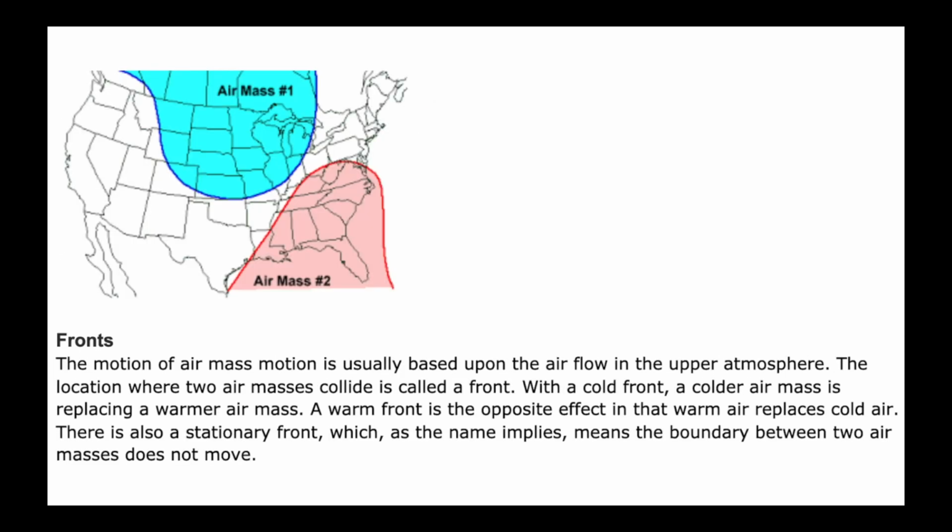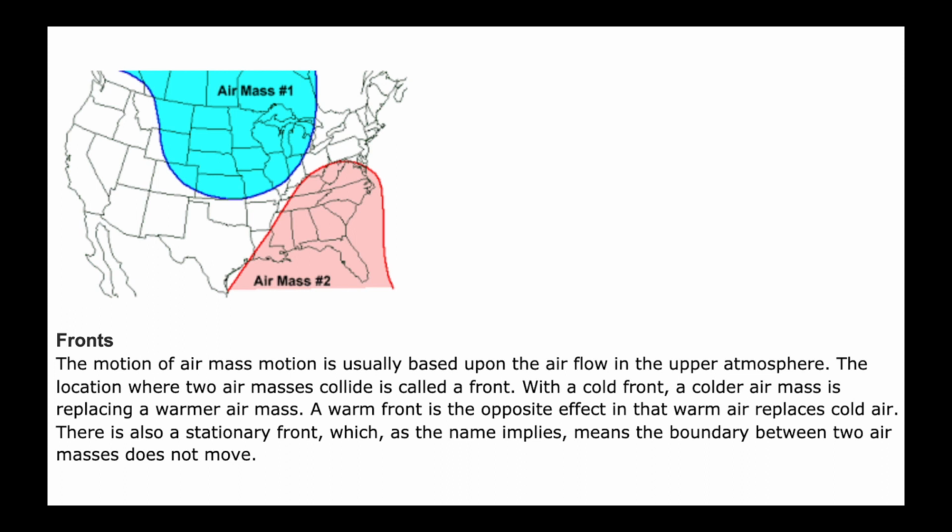Fronts. The motion of air masses is usually based on the airflow in the upper atmosphere. The location where two air masses collide is called a front. With a cold front, a colder air mass is replacing a warmer air mass. A warm front is the opposite effect in that warm air replaces cold air. There's also a stationary front, which, as the name implies, means the boundary between two air masses does not move.